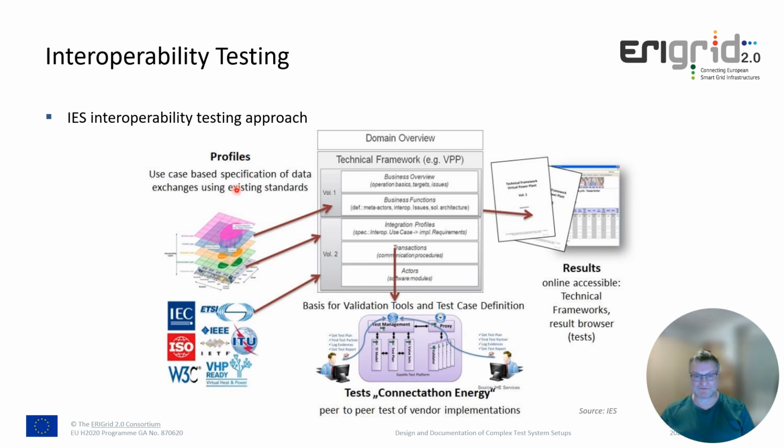And the technical framework consists of two volumes. Volume 1 looks more at the business objectives, the business overview, and the business functions, whereas volume 2 looks more at the technical side, with the integration profiles, business application, basic application, and basic application interoperability profiles. It also looks at the transactions, communication procedures, and the actors and software modules that are documented in this technical framework.